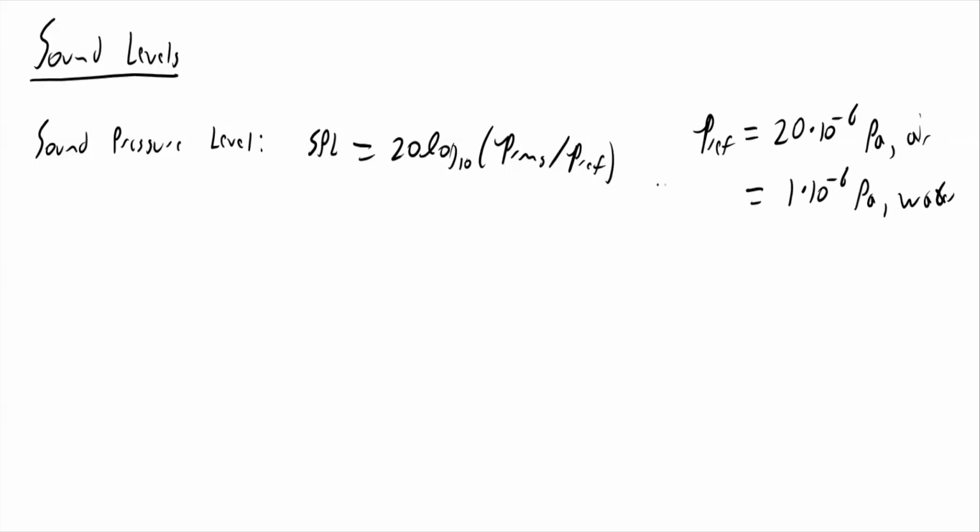This means, because the reference pressure is different, that, for example, 80 dB in air does not equal 80 dB in water. So often you'll see sound pressure level reported as, for example, 80 dB re 20 micropascals. What that means is 80 dB relative to 20 micropascals, and so that will be for air.